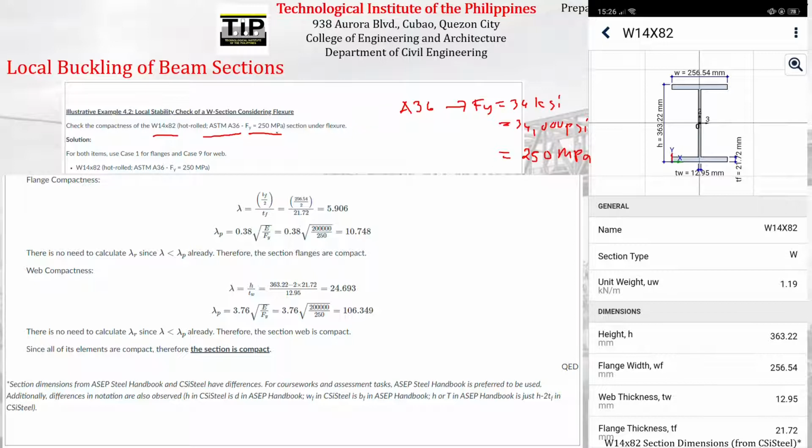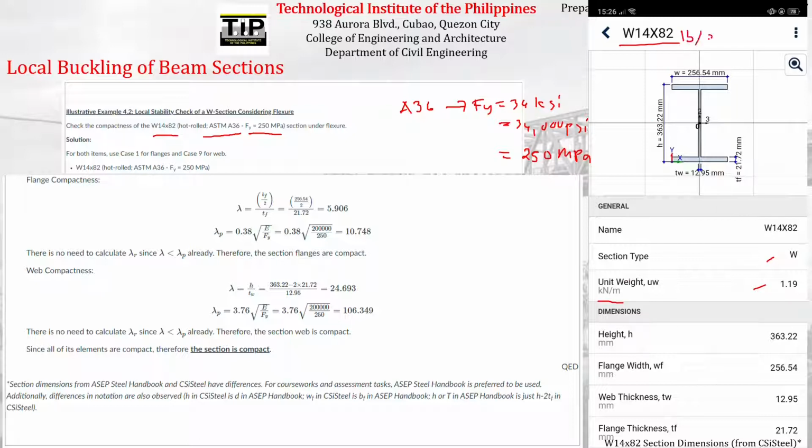Okay, so we are just being asked to check the local stability of W14 by 82. So this is W14 by 82. So these are the corresponding properties of a W14 by 82. But take note, these are just geometric properties. Okay. So the section type is W, its unit weight is 1.19 kilonewton per meter or 82 pound per feet.